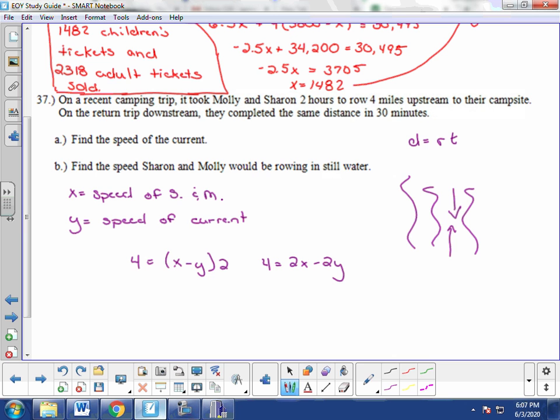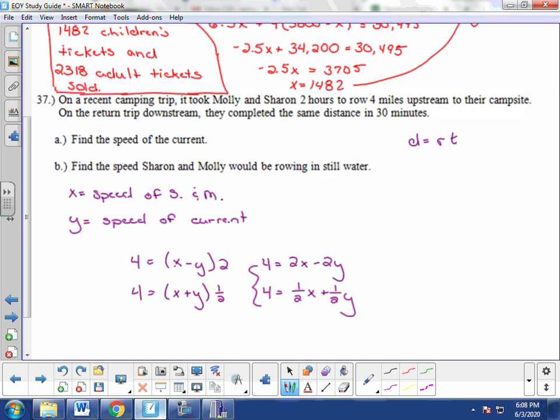Now, on the return trip, they're going downstream. So this time the water's flowing this direction. They're rowing this direction. So their speed and the speed of the water is working together to create a faster rate. Sorry, it's still going to be 4 miles on the return trip, but this time they're working together, x plus y. And it takes half an hour. So then 4 equals 1/2 x plus 1/2 y. And this is my system of equations.